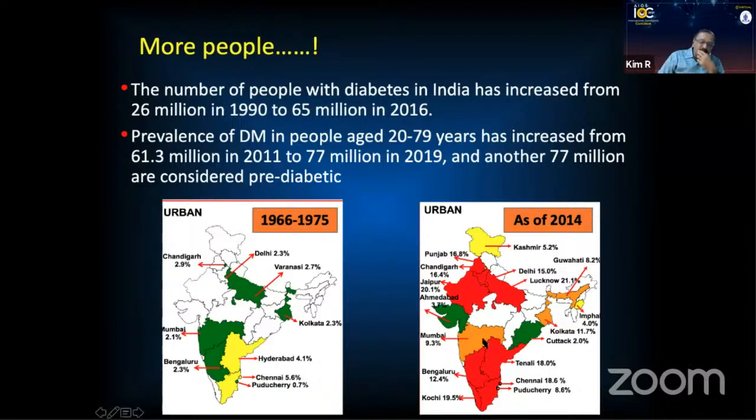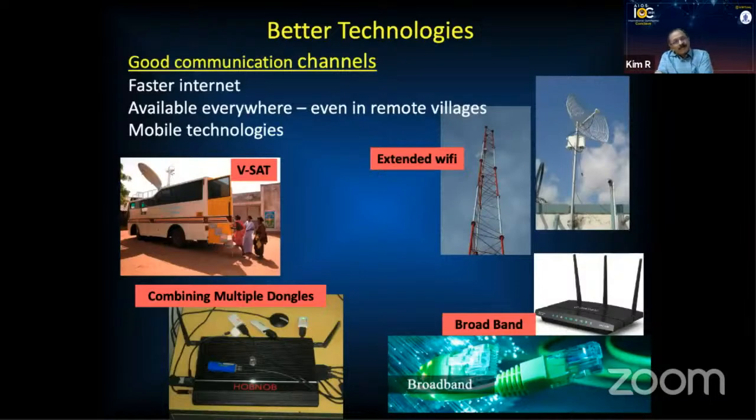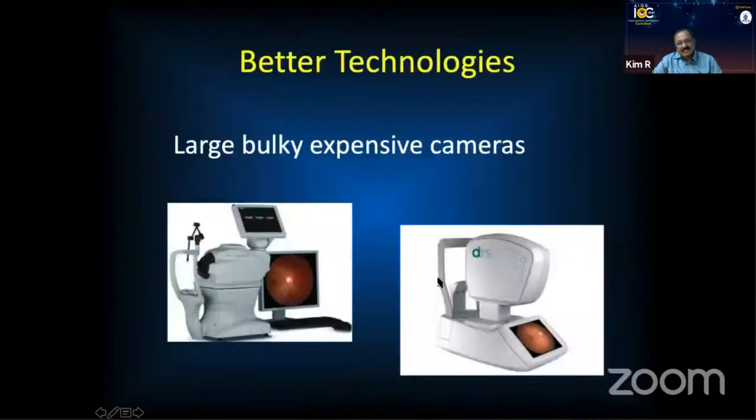And this graph, or this picture, shows clearly in the last 4 decades how the entire scenario changed. This is not just for urban, but even in the rural population, you see this huge change. But what has also changed is the availability of better technologies with good communication channels. We started with VSAT satellite connectivity, but today broadband is available almost in every nook and corner of India, so that you can access care even from remote villages.